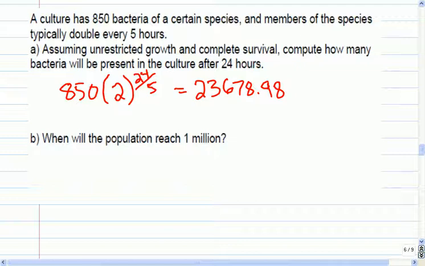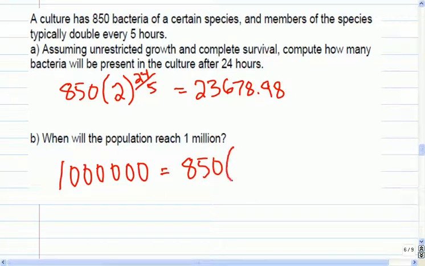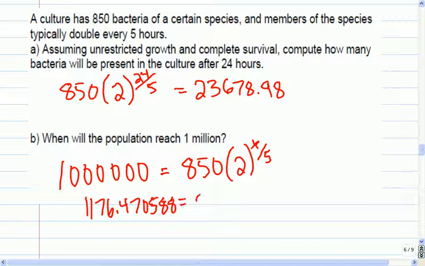So let's see, if I want 1 million items, 1 million has 6 zeros, and it starts with 850, and it's going to double every 5 hours. So I'm looking for that value up there. If we were to rearrange this, 1 million divided by 850 is, well, 1176.47085. I'm going to just save that in the calculator so I don't have to keep typing it.